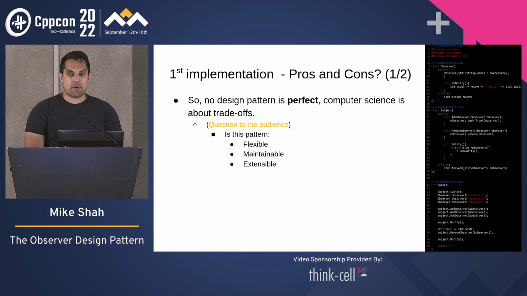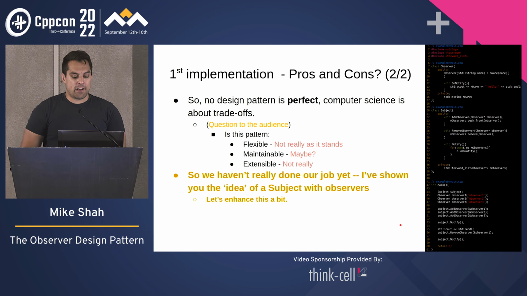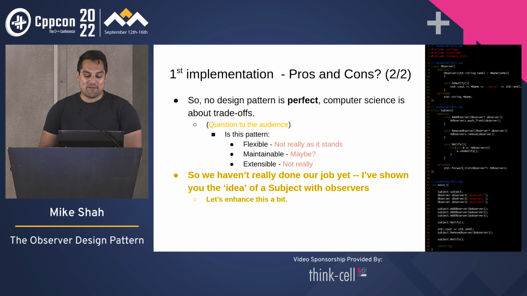So I mean, we could probably come up with some abstractions to kind of fix this. But yeah, just in thinking about this, what I have so far for our criteria is: is this flexible? Well, not really as it stands, right? We're creating a lot of concrete classes to have these observers and our subject.